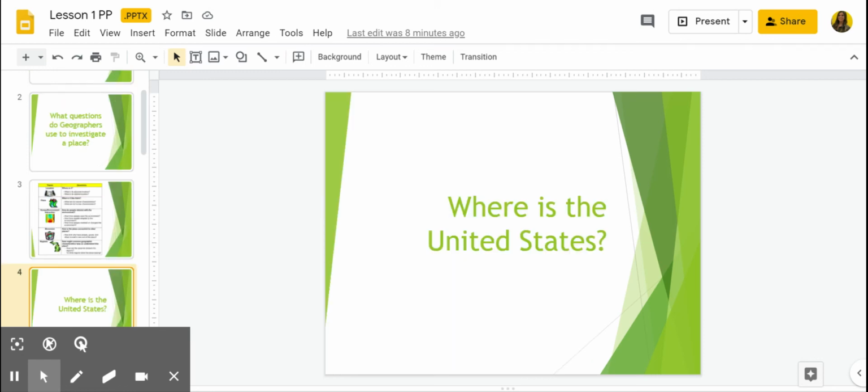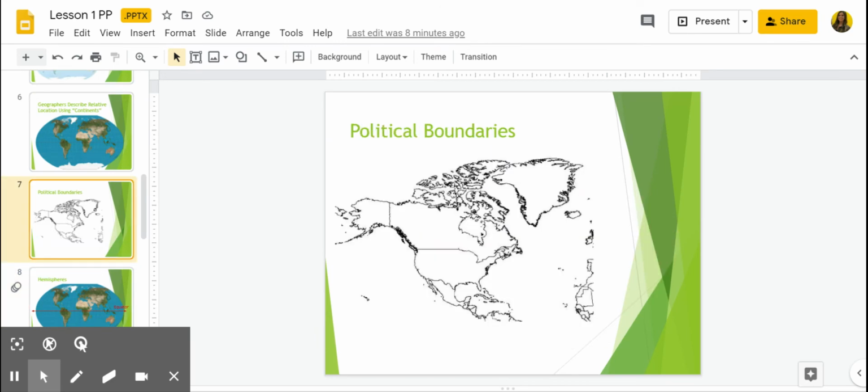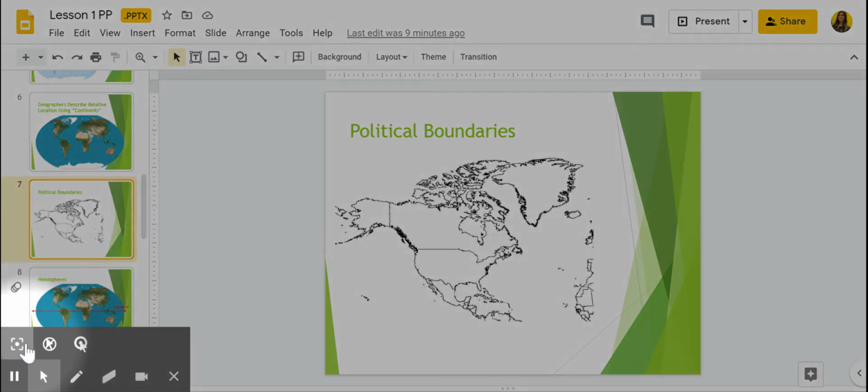So I'm going to go back to where we were. Here we go. And I want to introduce the term political boundaries. Go ahead and say that, political boundaries. Okay, so political boundaries, that define the borders of a country. Okay, so think about right now the relative location of the United States using political boundaries. So what other countries border the United States? You could say the United States borders Mexico and Canada.